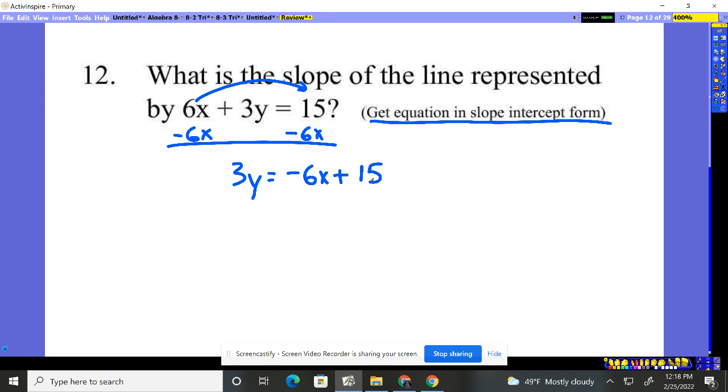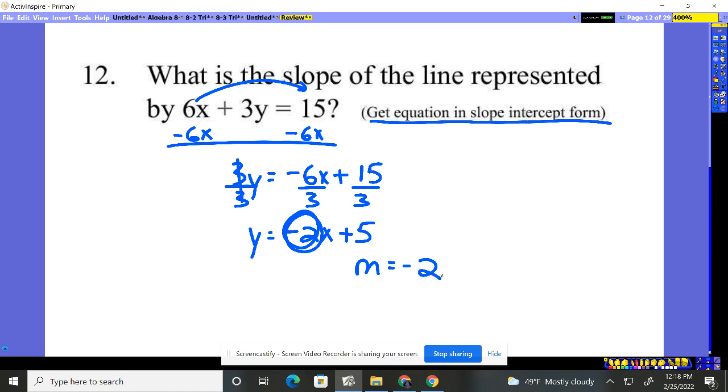Now, I have 3y, but I need a single y. So I'm just going to divide by 3. And since I divided the left side of the equal sign by 3, I must do that to each piece on the right. We get the equation y equals negative 2x plus 5. It wants the slope. The number in front of x is the slope. So our answer here is, hey, the slope is negative 2.